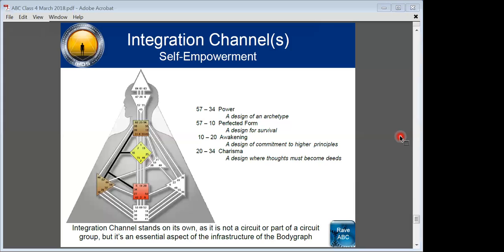So these are all, again, a design of commitment to higher principles. So it stands alone on its own. It's not a circuit. It's not part of how we engage with life around us. It's really kind of there as an essential infrastructure in the body graph. So you have a lot of components.